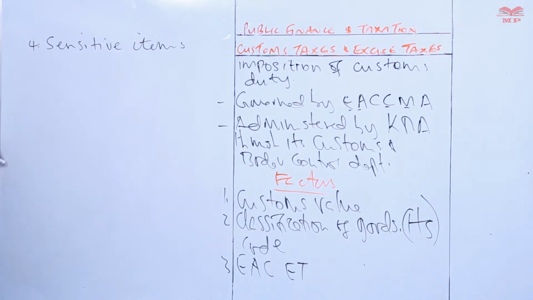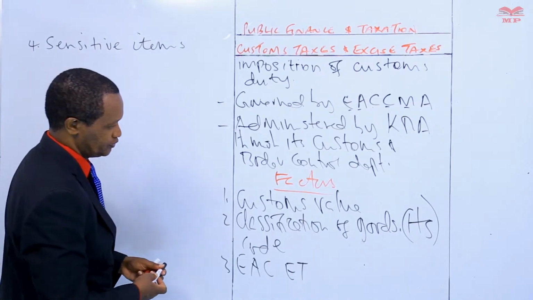Kenya second schedule grant. Kenya has also been granted a stay in application of certain CET rates for specific products, to protect local industries or even manage shortages within the national treasury. So these are 4 factors that determine duty payable.